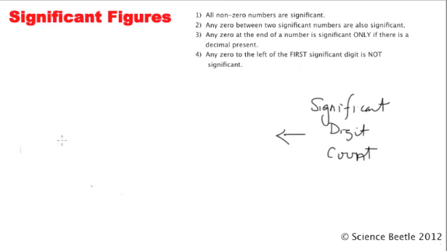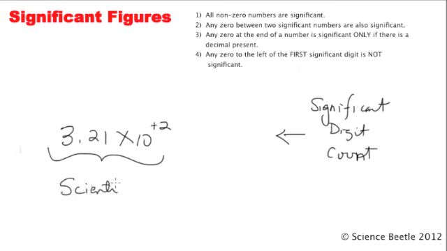Let's say that you have some problems kind of like 3.21 times 10 to the positive 2. When you see numbers like this, one thing that I should identify is that this particular format is called scientific notation. Essentially this is just a shorthand version of another number. I'm not going to show you what that number is at this point simply because I want to drive the point home with a significant figure.